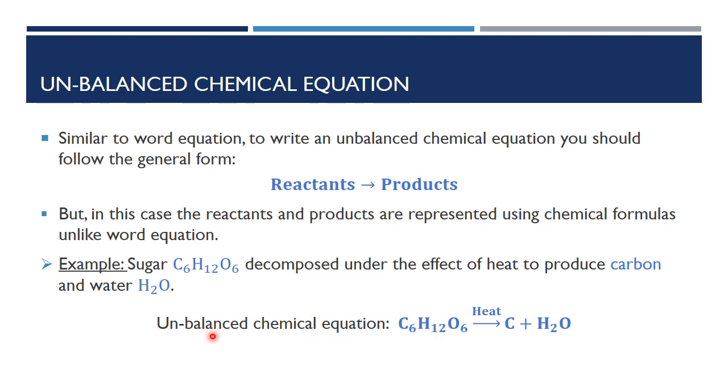Why is it called an unbalanced chemical equation? Since if you compare the number of carbon atoms in the reactants to that in the products, you will see that in the reactants we have 6 carbon atoms, while in the products we just have 1. In the reactants here we have 12 hydrogen atoms, while in the products we just have 2. In the reactants here we have 6 oxygen atoms, while in the products we just have 1. So since the number of atoms are not equal between the reactants and the products, then this equation is called an unbalanced chemical equation.